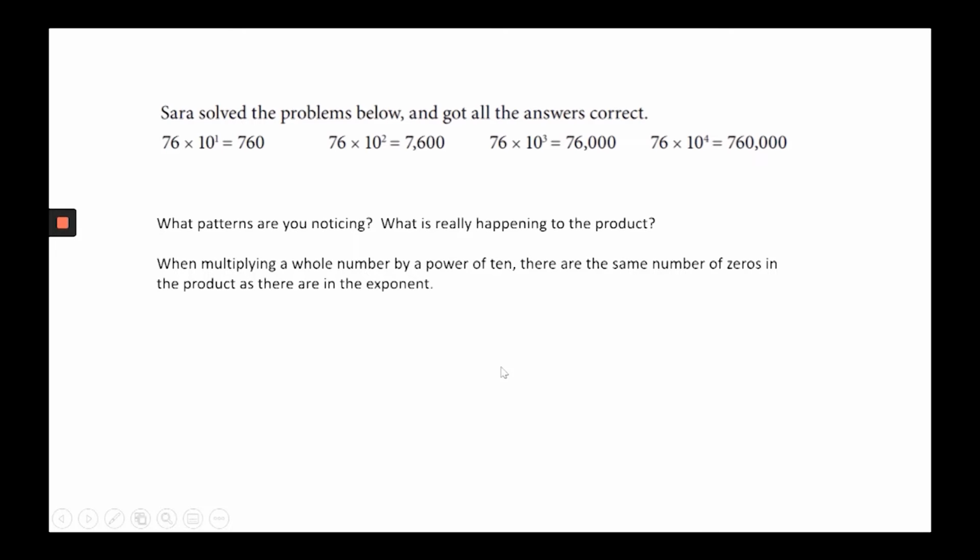True. But what's really happening to that product? Are we adding zeros? Of course we're not adding zero, because if we add zero, it doesn't change our answer. The answer here is getting 10 times bigger. Here, it's getting 10 times 10 times bigger, so 100 times bigger, and 1,000 times bigger, and 10,000 times bigger. Okay, now I want you to think about this. Is this going to work for decimals? Will it look different or the same? What do you think? Tell the person near you or write it down.